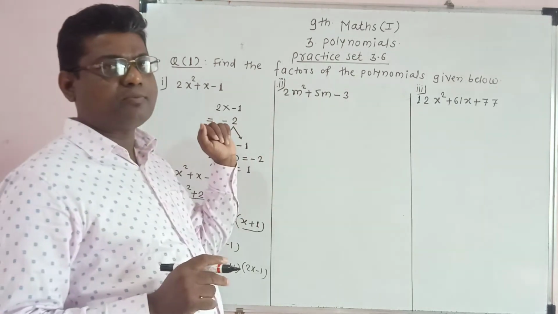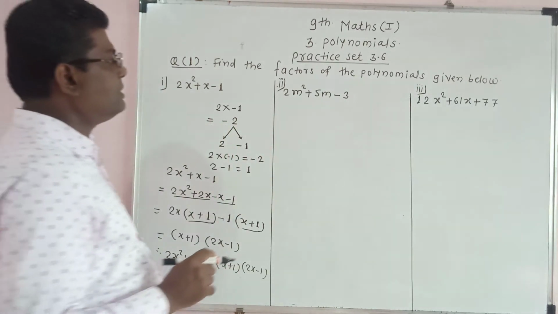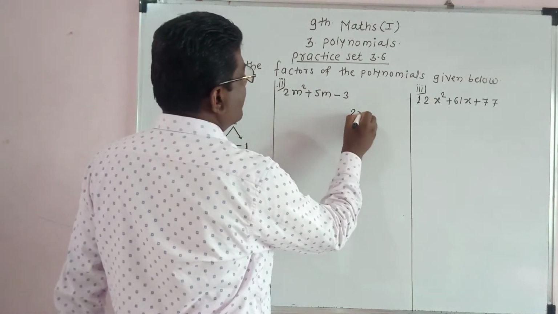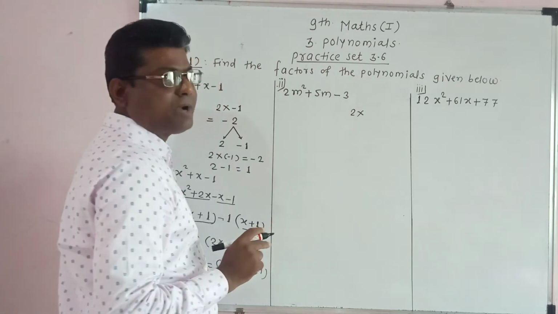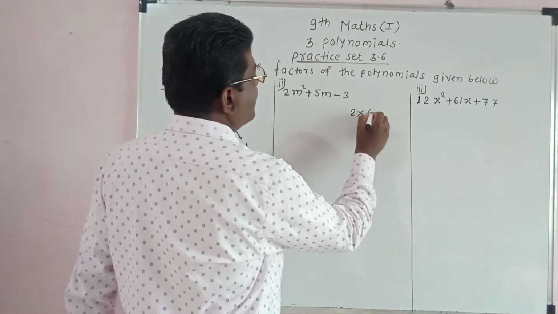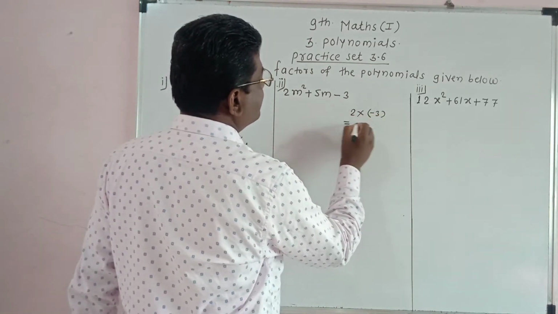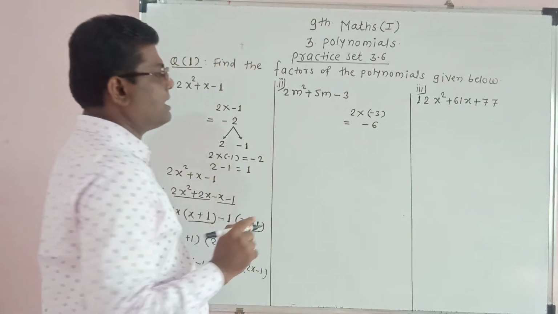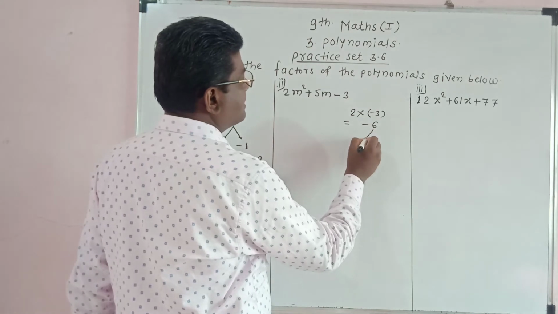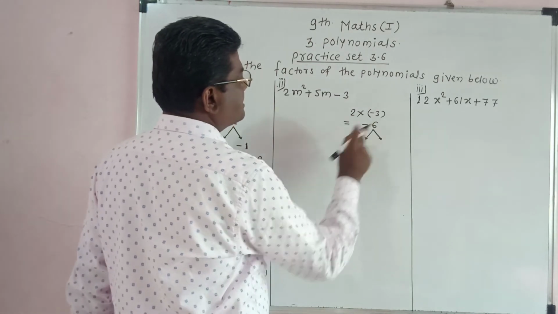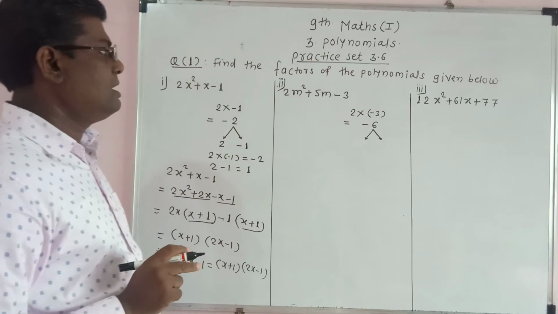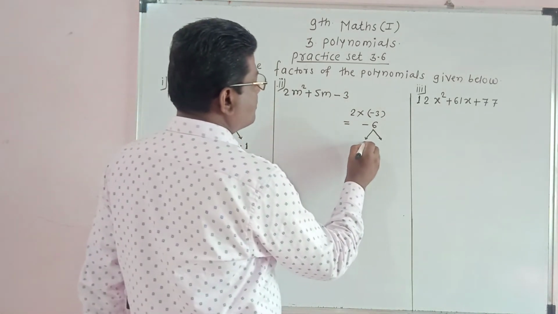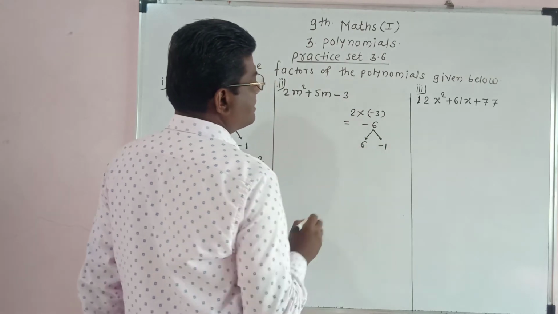Now example number 2. In this example the coefficient of m square is 2 and the constant term is minus 3. So we multiply 2 and minus 3, then we get minus 6 here. Now we find the numbers such that their multiplication is minus 6 and their sum is 5. So such numbers are 6 and minus 1.